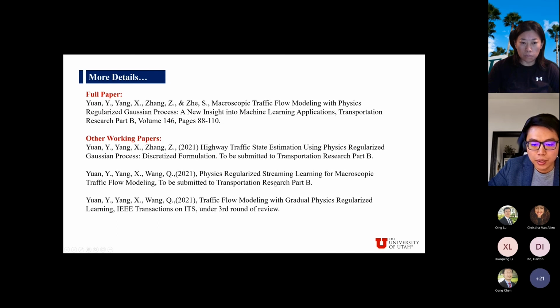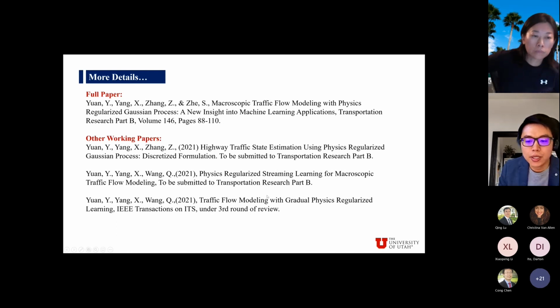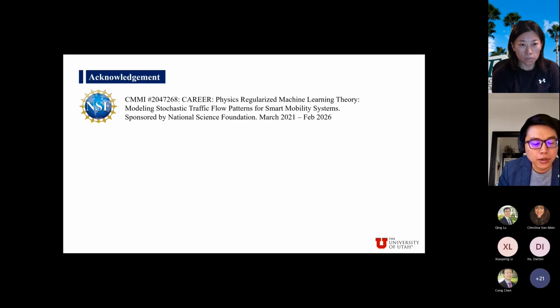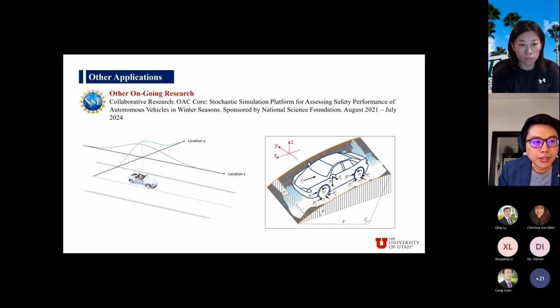And these two papers actually addressed the issue of reducing the training effort. So one is by using the streaming learning architecture, which is called physics regularized streaming learning. The other uses the gradual learning technique. So both of them aim to reduce the training effort and also achieve similar performance. And I would like to acknowledge the support of this NSF CAREER Award. And we have other ongoing applications supported by another NSF research grant.